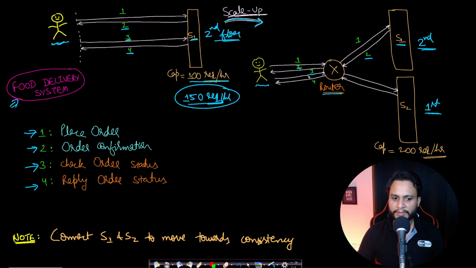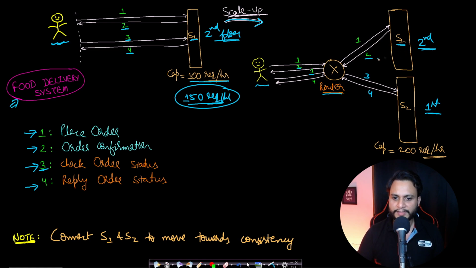So let's say when we make the request of checking the order status, which is number 3, the request is going to S2. Now since we had placed the order in S1 and now we are asking S2 what my order status is, maybe S2 will reply by saying that there is no such order placed, right? So S2 may not be knowing about the order which you had placed and which actually went to S1.